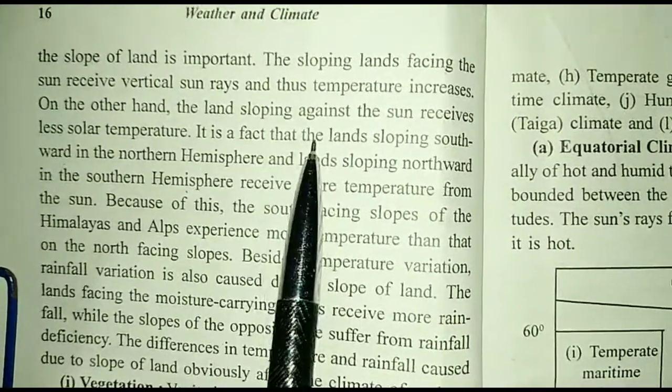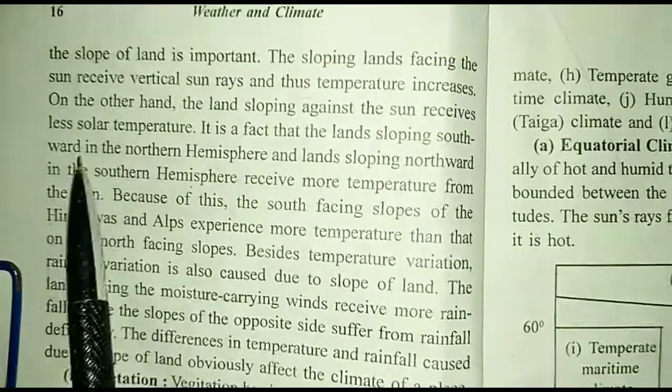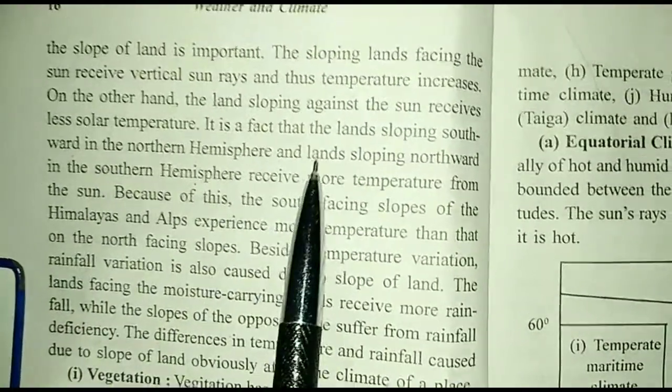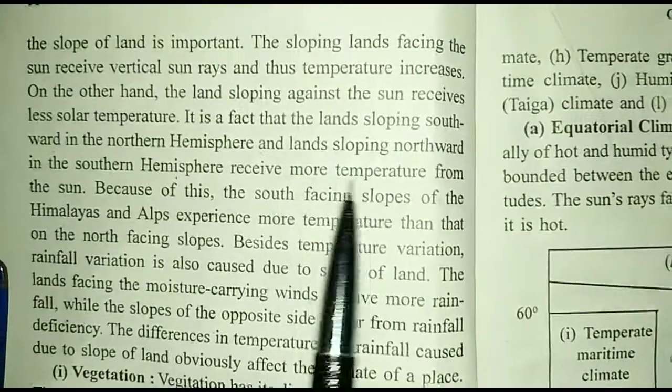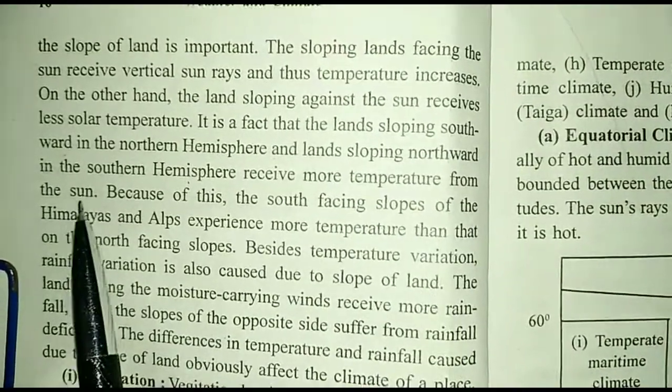It is a fact that the land sloping southward in the northern hemisphere and land sloping northward in the southern hemisphere receive more temperature from the sun.